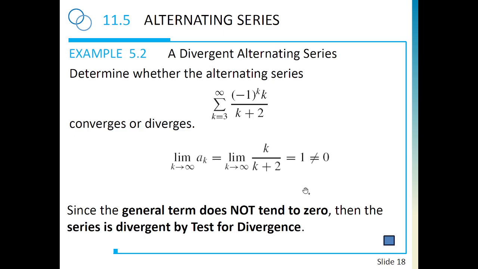So here I was in the process of trying to verify the two conditions of the alternating series test, because this series is alternating. But while verifying one of the conditions, I found out that the general term actually is not going to 0. It's going to 1. Therefore, by divergence test, I can say that this is divergent.